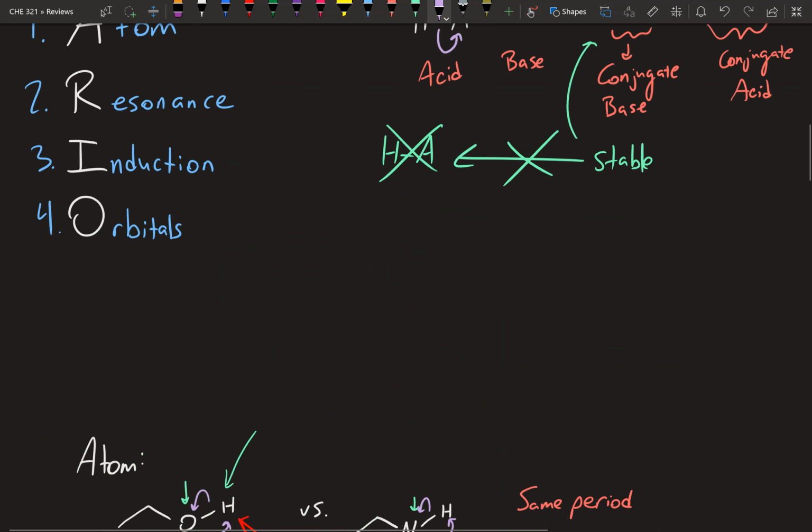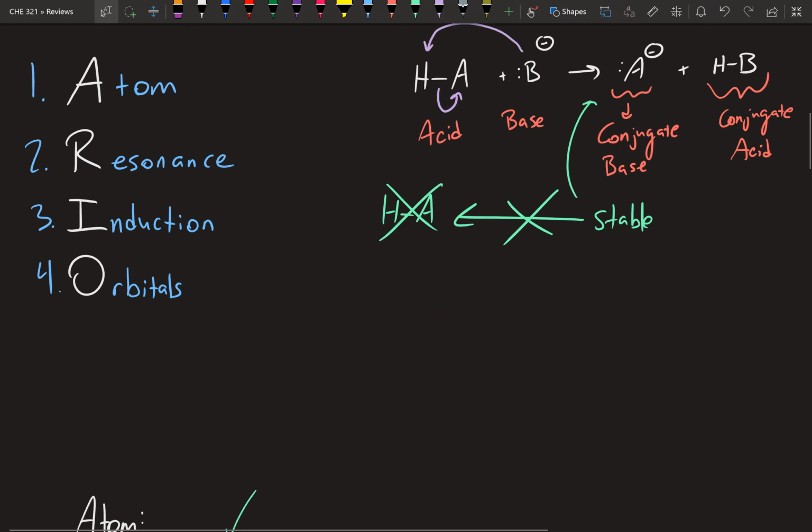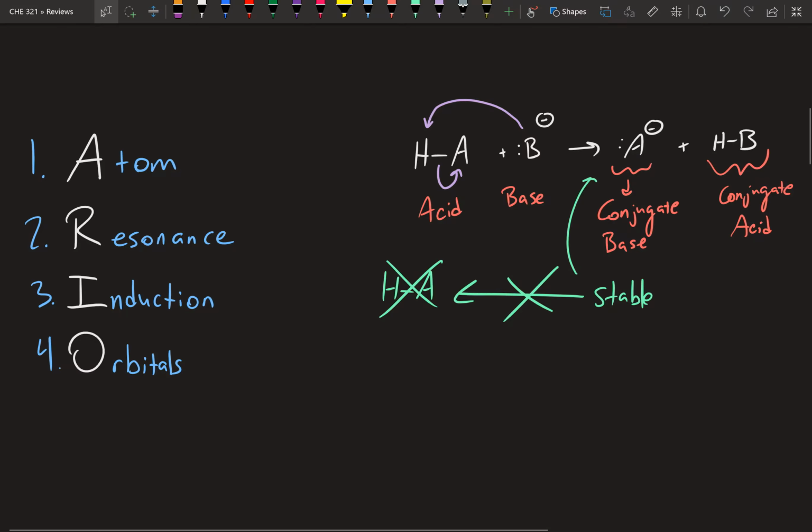If you look right at our little ARIO mnemonic, resonance is the next one. I numbered them in terms of priority. Let's say they gave you three structures. If we can determine their acidity because the proton that we're deprotonating is on different atoms, such as O-H, N-H, S-H, we can determine the acidity strictly based on looking at the atom. That is the first thing you look at, and if you can determine the acidity based on that alone, you can be done with the question.